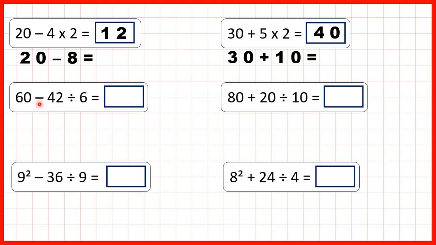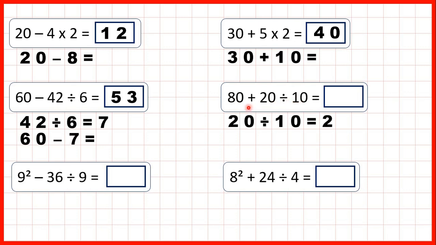Now we have 60 minus 42 divided by 6. We need to remember that we divide before we subtract, so we need to work out 42 divided by 6 first. That's 7, so now we can work out 60 minus 7 to give us our answer 53. Now 80 plus 20 divided by 10. We divide before we add, and 20 divided by 10 is 2. So we need to work out 80 plus 2, that gives us 82.